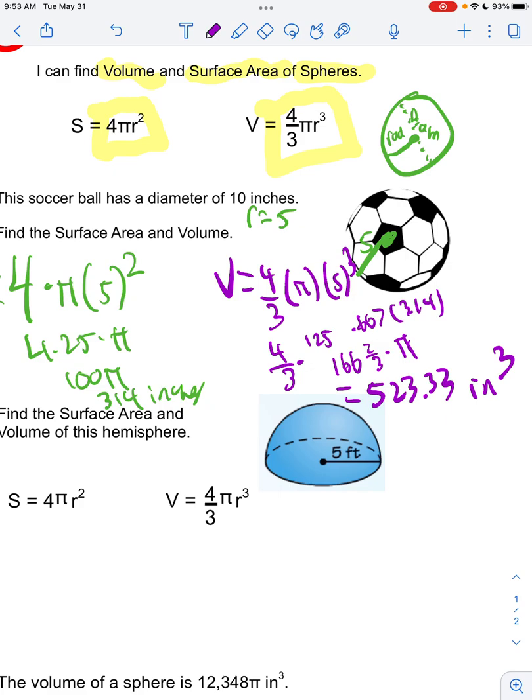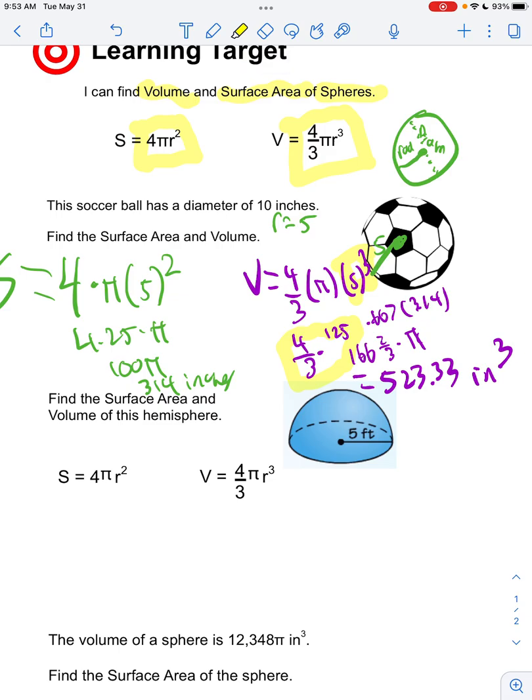So what did I do again? I did 5 to the third first. Then I multiplied 4/3 times 125. And I got 166 and 2/3. I rewrote 2/3 as 0.667. And I rewrote pi as 3.14.